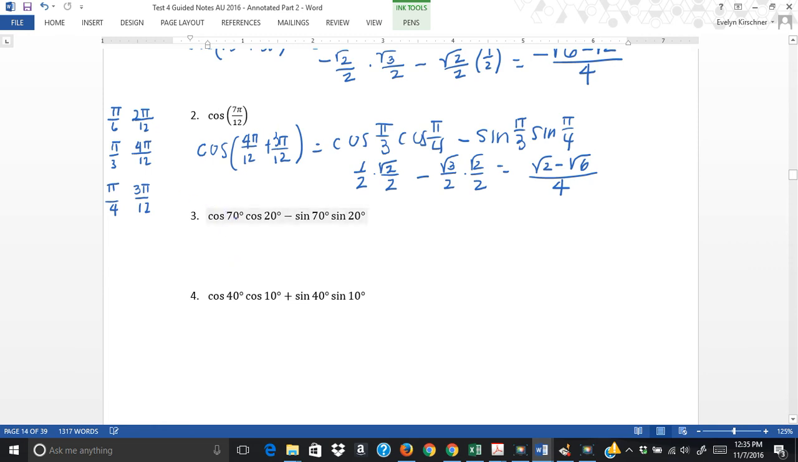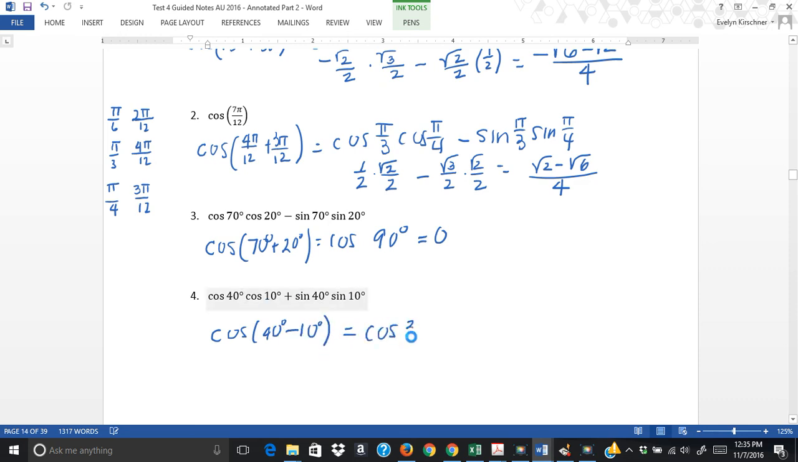Now let's look here. Cosine, I see I have 70 and 20 and minus 70 and 20, so this is the same as a cosine. It's minus there, it's plus 70 plus 20 degrees, which is the cosine of 90 degrees, which is 0. And here I have a plus, so it's going to be cosine of 40 degrees minus 10 degrees. If I go backwards in my equation, which is a cosine of 30 degrees, which is radical 3 over 2.